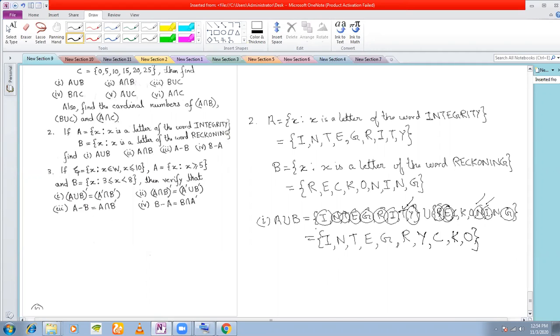So it consists of all the elements of A as well as B, written only once. Okay, you cannot repeat. So this was A union B.